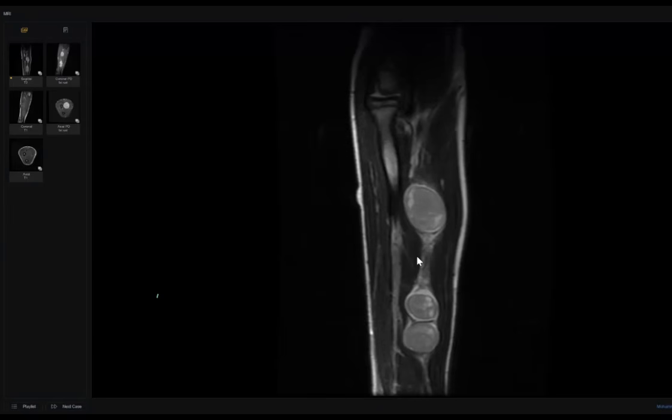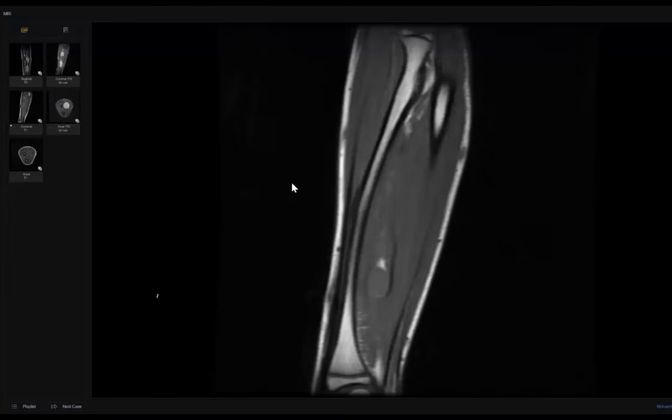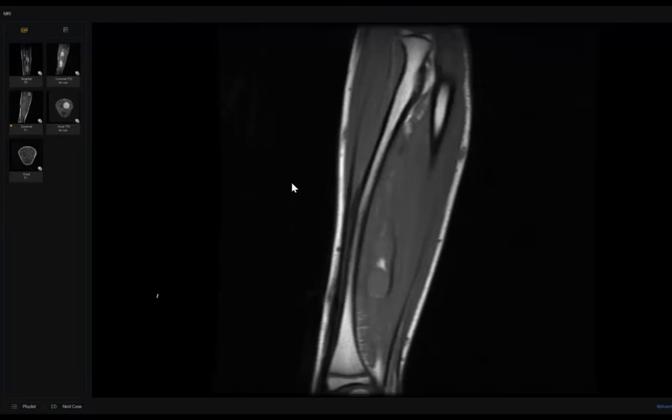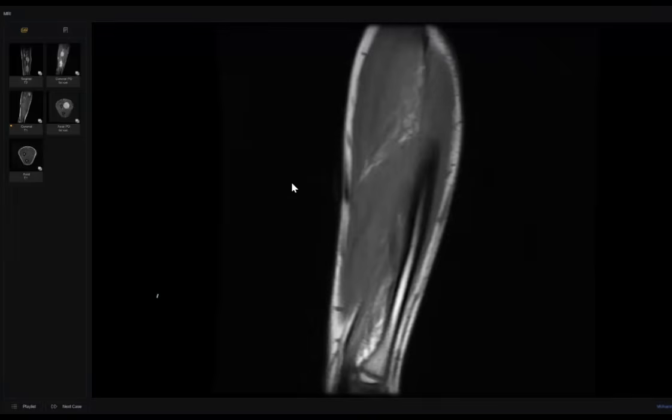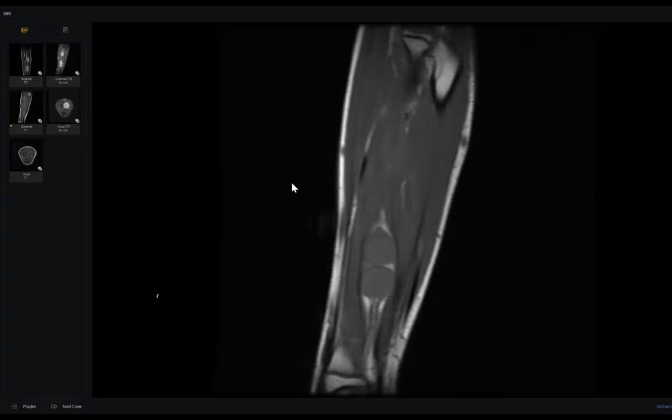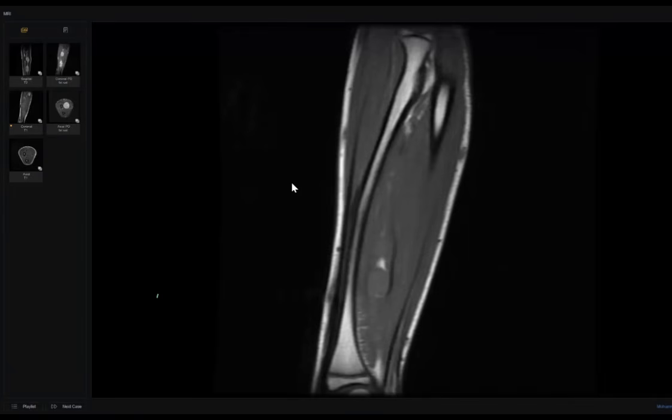So I think these are benign lesions. I would like to see these lesions on other sequences as well, like post-contrast sequence. You can use any sequence. First, I will go to the T1 weighted sequence. On T1, these lesions appear isointense, and there is no involvement of the underlying bones. Both radius and ulna are normal. These lesions are causing splaying of the intermuscular fat plane.